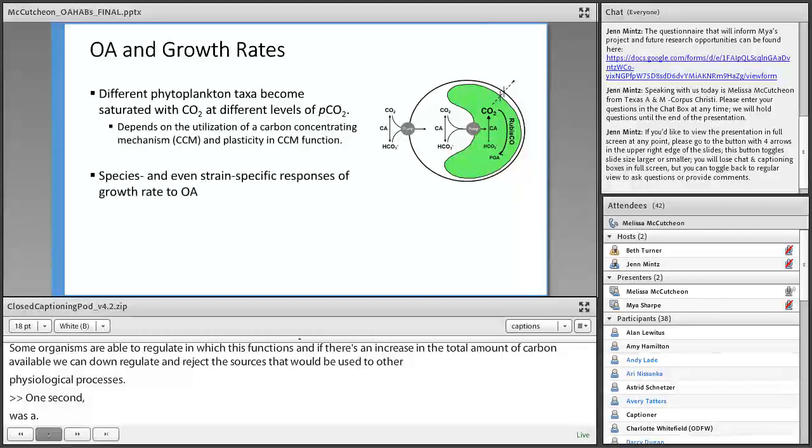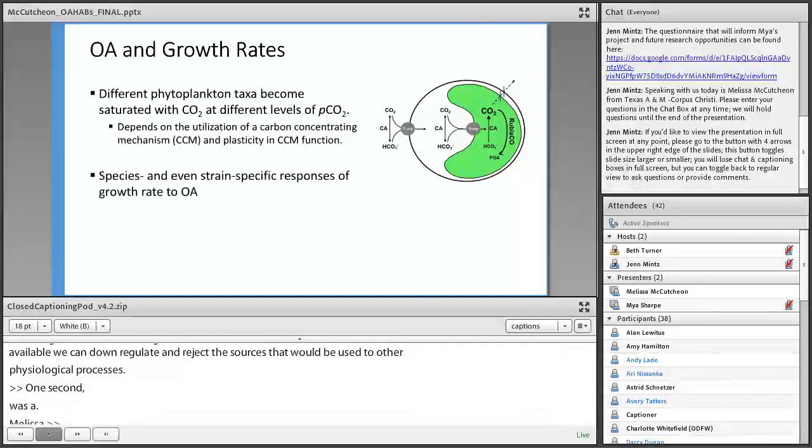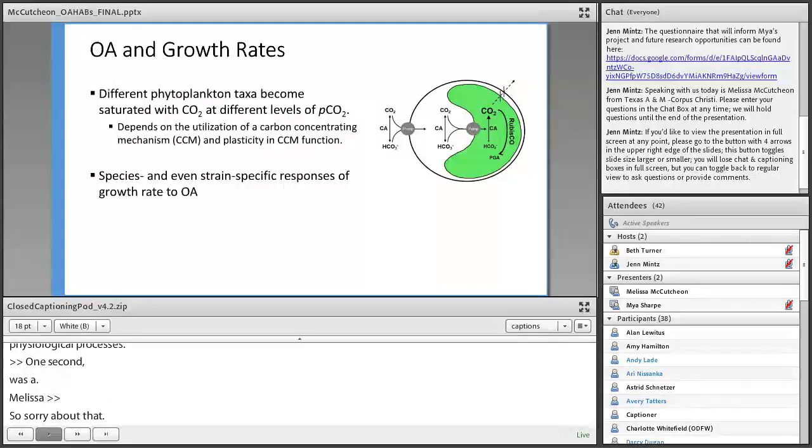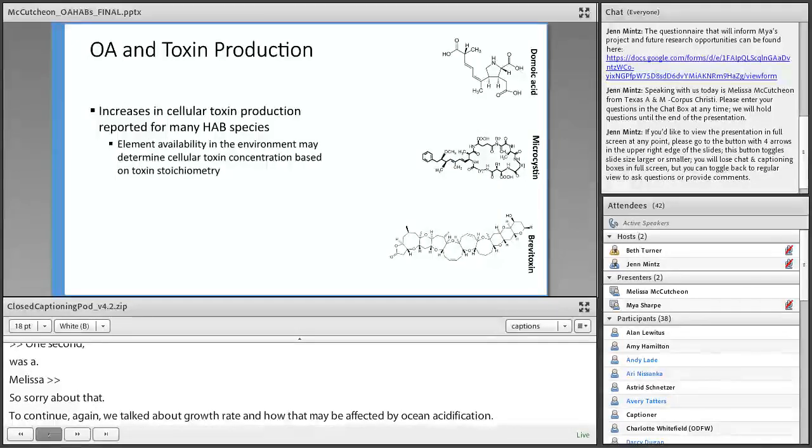So sorry about that. To continue, again, we're talking about growth rate and how that may be affected by ocean acidification. We see that species and even strain-specific responses have been recorded for this, and I'll talk about that a lot more.